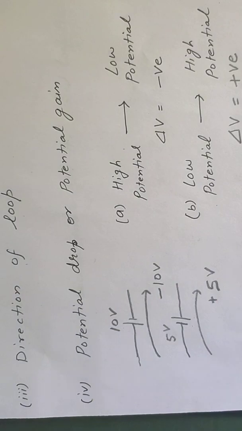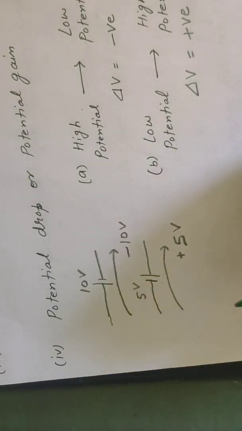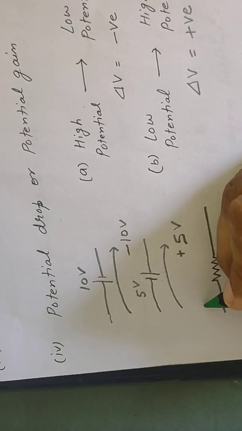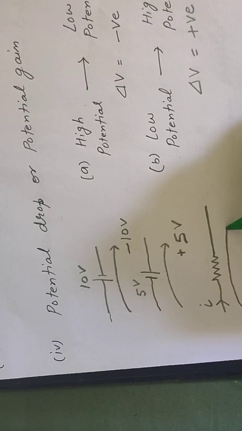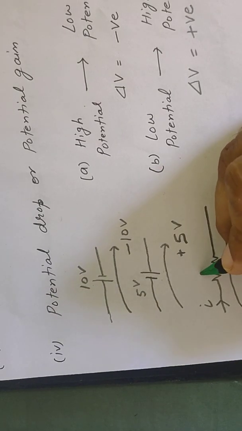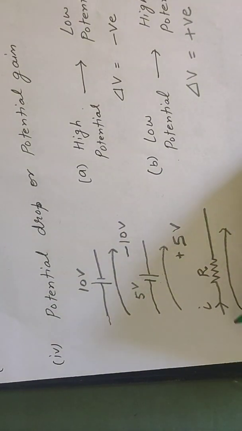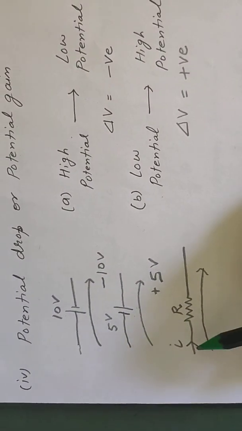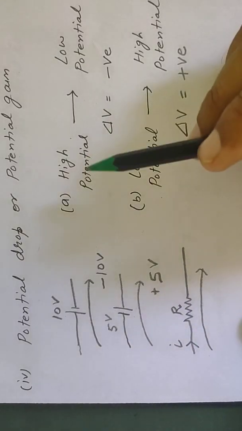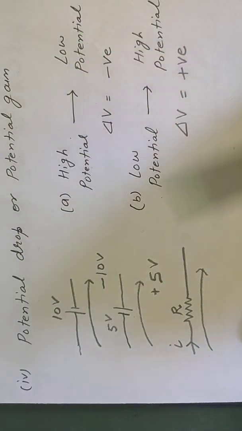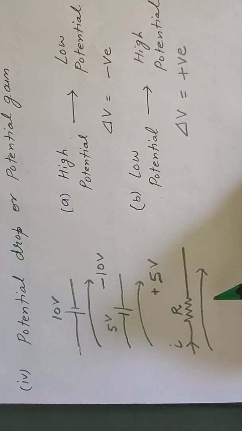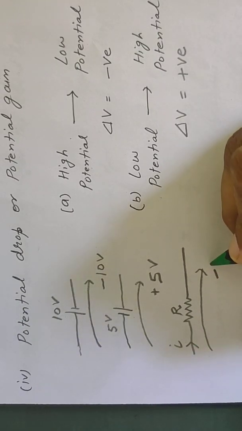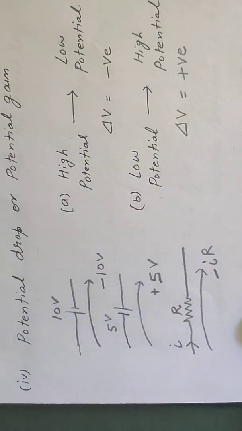Now if we have a resistance in the wire and the current is flowing in this direction and we are also moving in this direction, say its resistance is R. Now the current is flowing in this direction, so we are going from high potential to low potential. When we go from high potential to low potential, we take the change in voltage as negative, so the voltage, resistance times current, is minus IR.